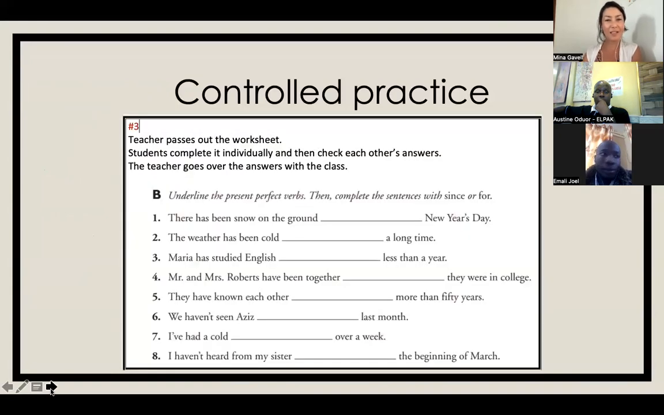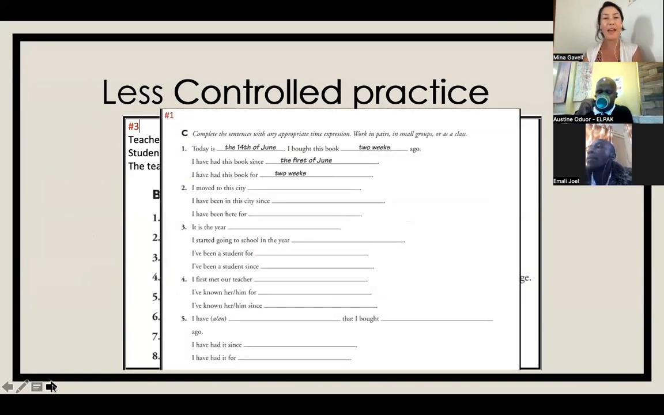Okay, so this is controlled practice, as Eunice told us. They only need to decide between since and for. There are no other choices in this exercise, just either since or for. In the less controlled practice, they have some more decisions to make. Since and for are already provided, but they have to decide which time period to put in. And so especially towards the end, they have many choices. It just has to be of a certain type. There is still a right answer and a wrong answer, but there are many right answers.